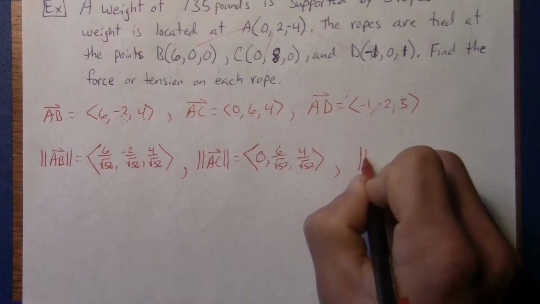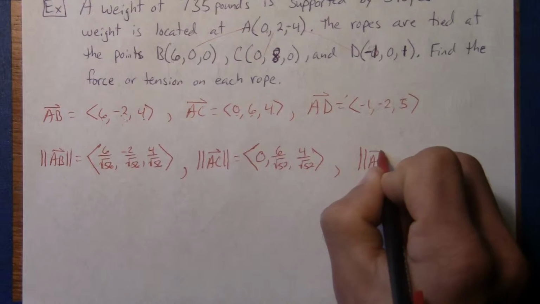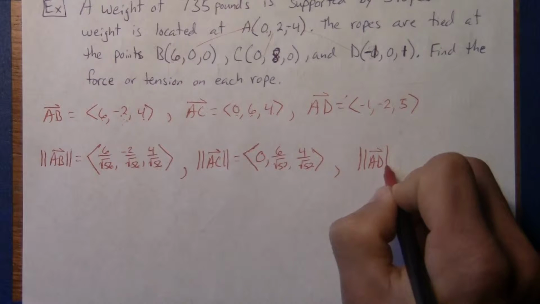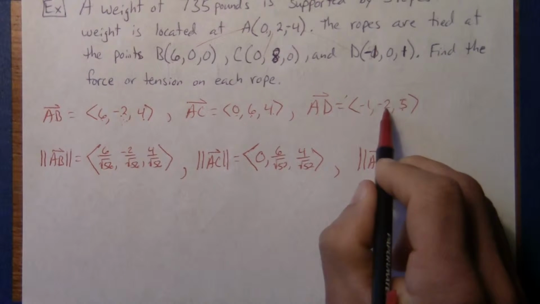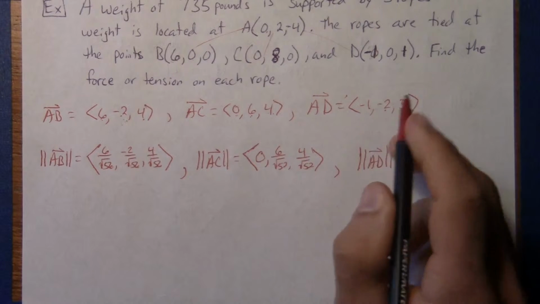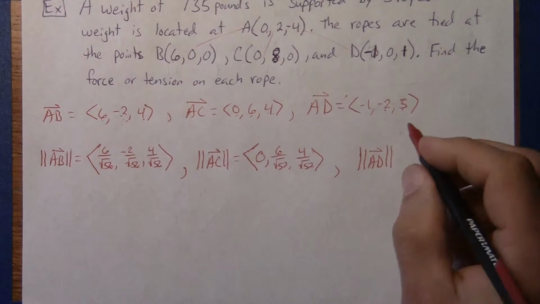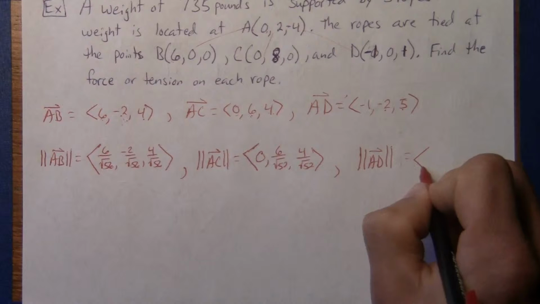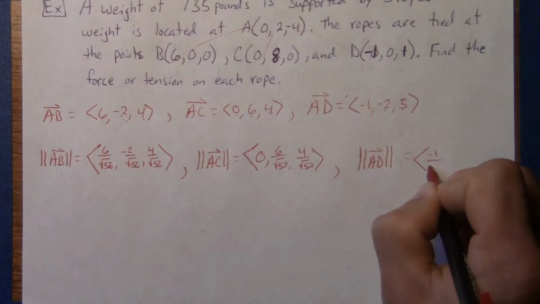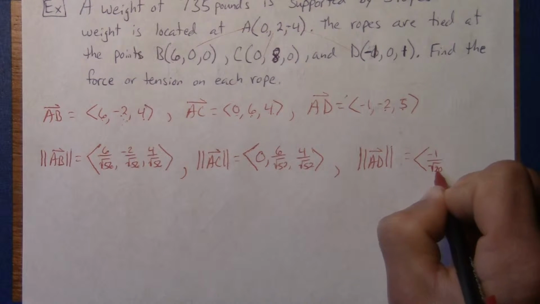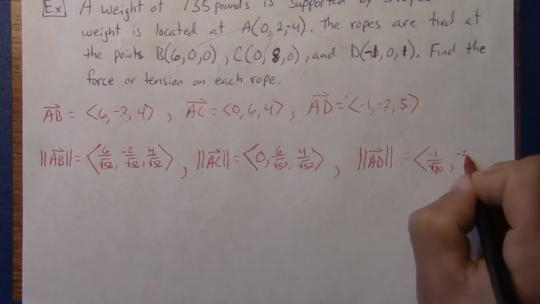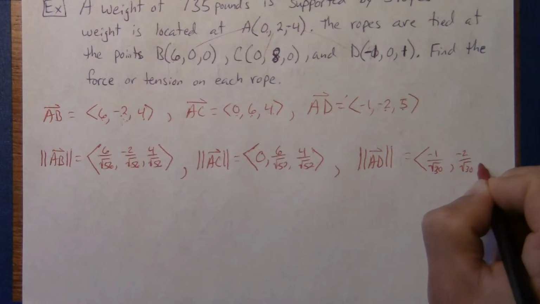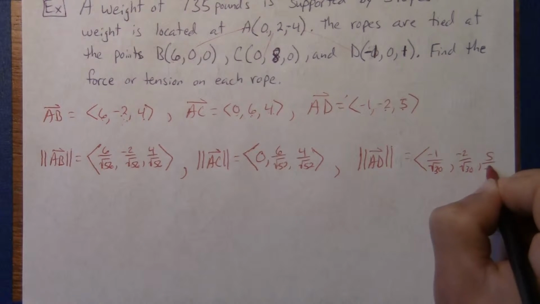And then the magnitude of AD is going to be 5 squared plus 2 squared plus 1 squared, so 25 plus 4 plus 1, or that's going to give me 30. So the magnitude is the square root of 30. Unit vector would be -1 over square root of 30, -2 over square root of 30, and 5 over square root of 30.